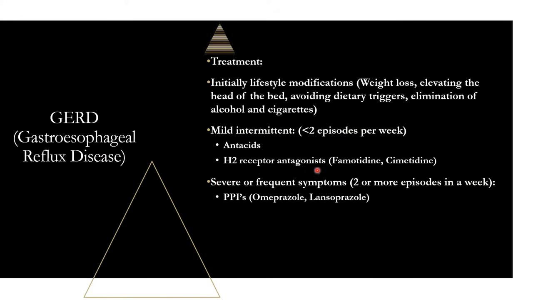Where H2 receptor antagonists are just blocking histamine, you also have acetylcholine and gastrin, which can also activate acid. So these don't work as well as PPIs. PPIs shut down the pump completely. So these are going to be your best medication.